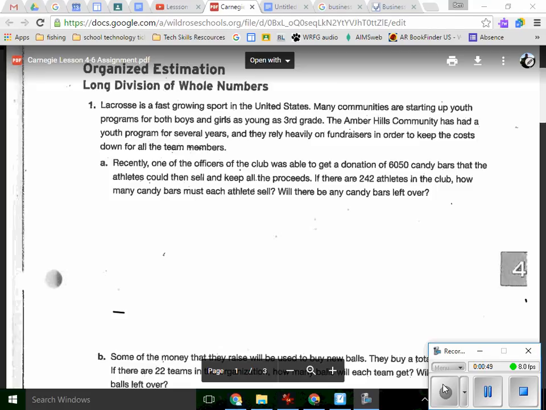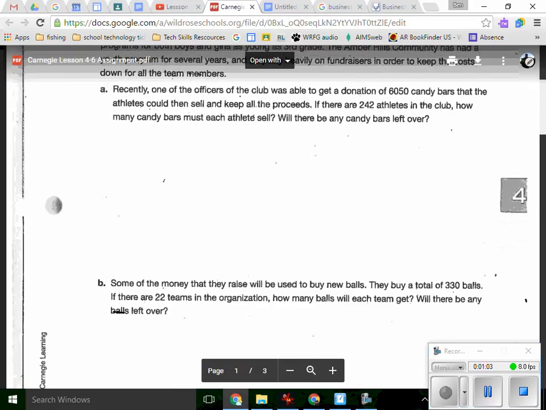Before you get working on it, we're going to work this one together, so I show you how to do it, so you have a good idea of my expectations. First of all, you have a pile of 6,050 candy bars. Can you imagine that? And then you got a line of 242 athletes, and you take one candy bar for you, one for you, one for you, till you give all 242 each one. And then you start over, until they're all gone.